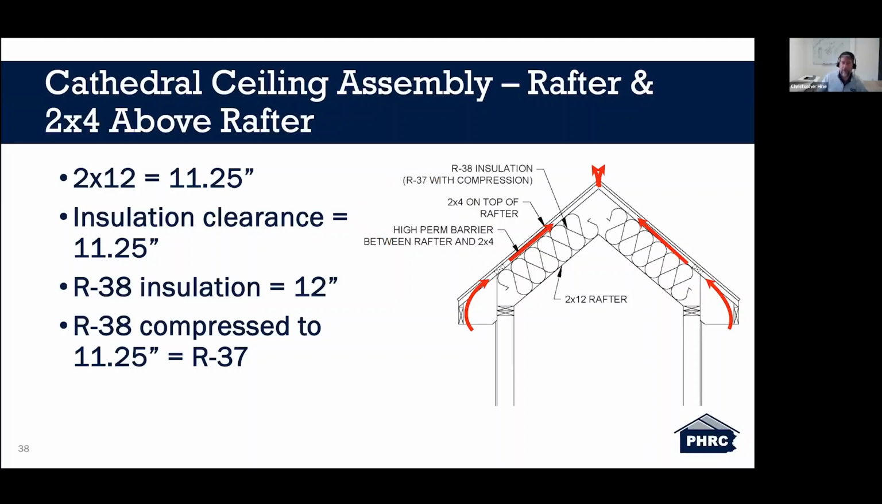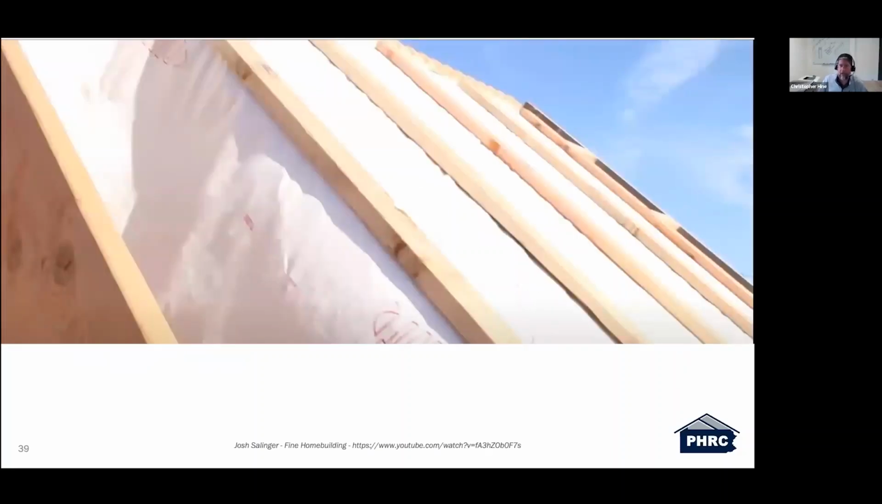So this high perm barrier between the insulation and our vent space is to allow any sort of high moisture air to escape from that area. We want that to diffuse through that high perm barrier, and then be vented out through the vented assembly through the ridge. So this is an example, or a picture of what this may look like.